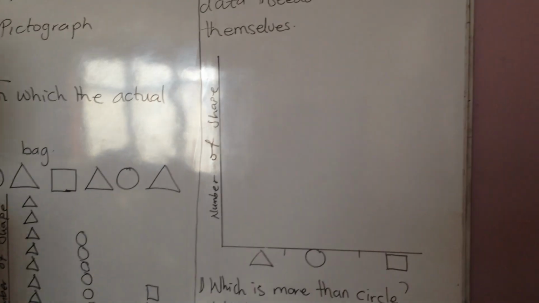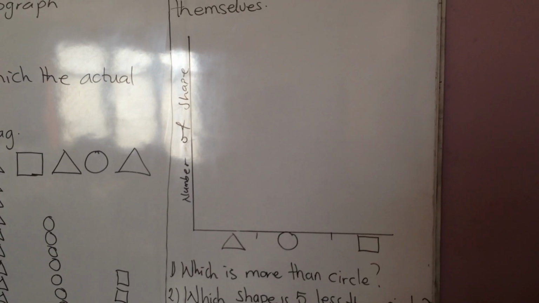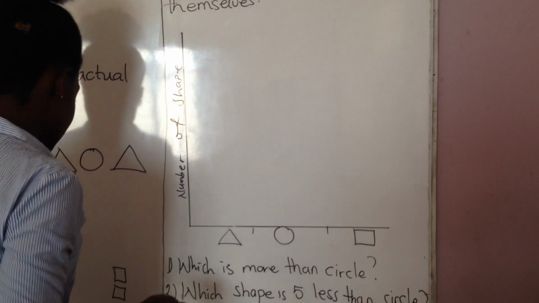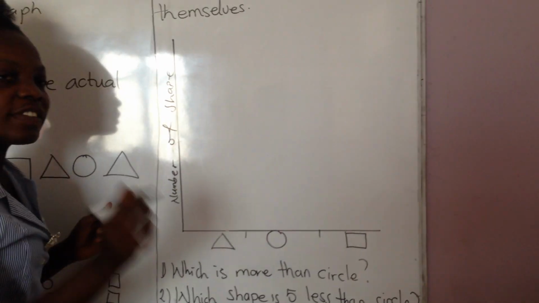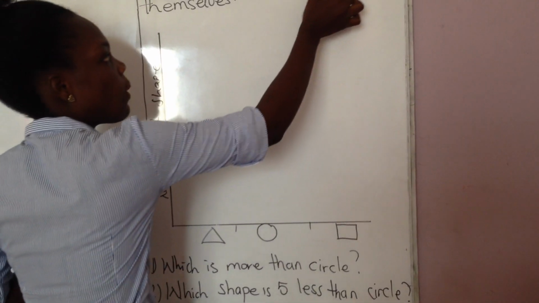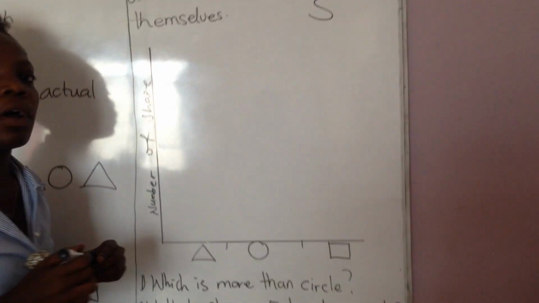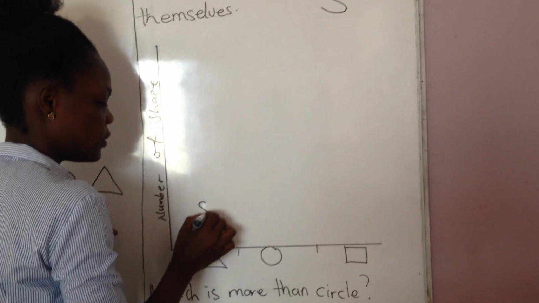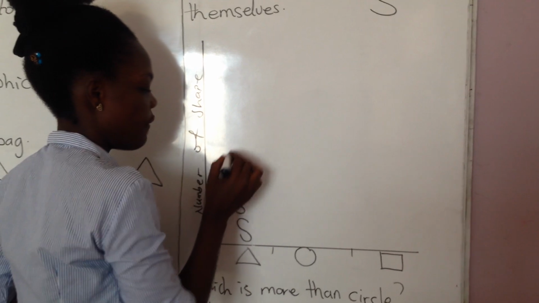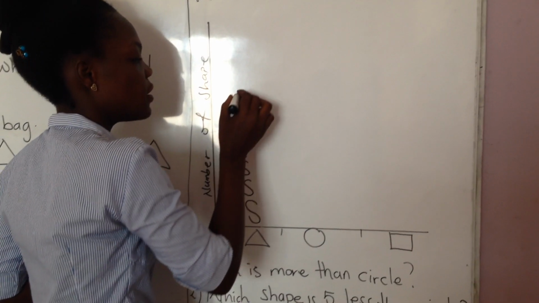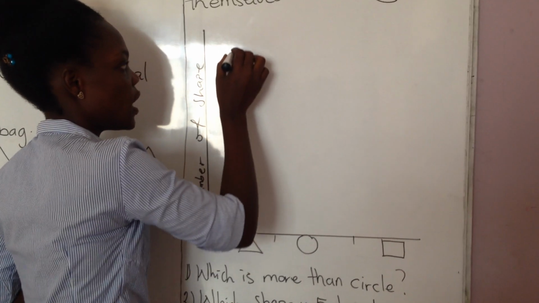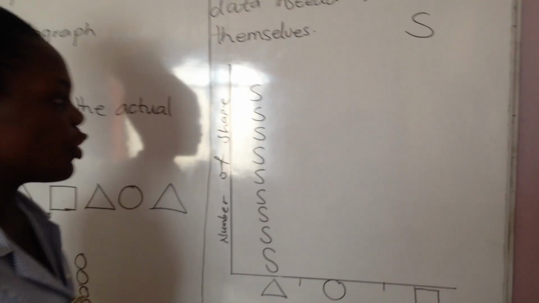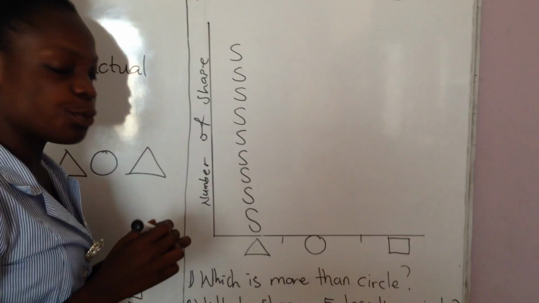So now, how many triangles do we have? We have 9 triangles. So we are going to use the letter S as our uniform picture. Write 1, 2, 3, 4, 5, 6, 7, 8, 9. So this is how your pictograph is going to look like. It's supposed to be uniform.